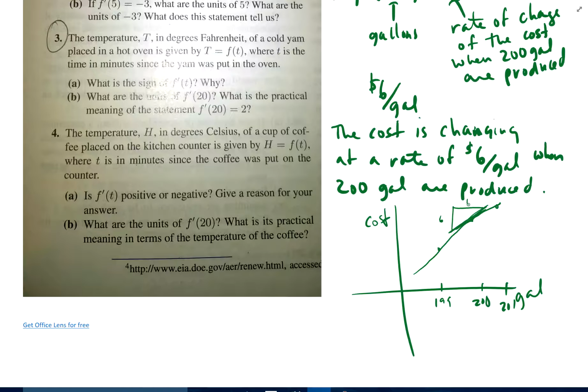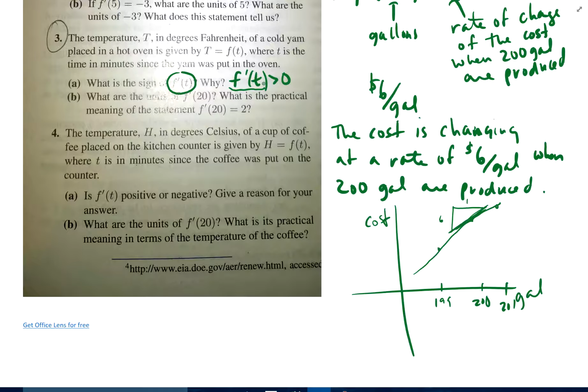Okay, let's look at number 3. Temperature of a cold yam placed in a hot oven is given by that, where T is minutes since the yam was put in the oven. What's the sign of F prime of T? F prime is the rate of change of the temperature of a cold yam. When you put it in the oven, it's going to be heating up. So F prime of T is positive because the temperature of the yam is increasing, so the change in it is positive.